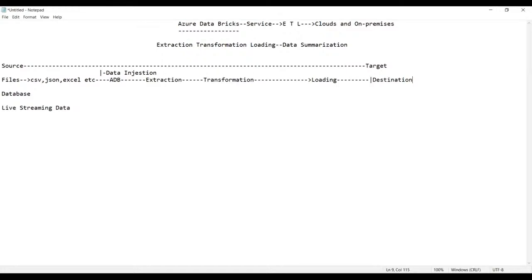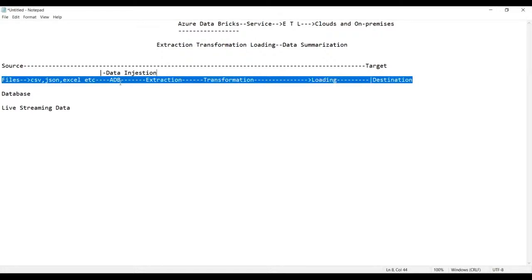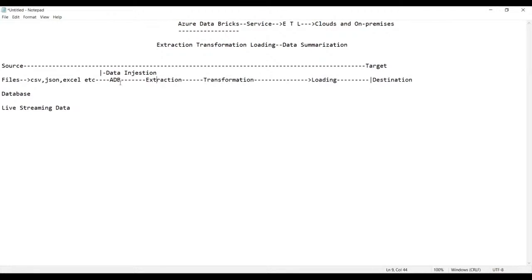Destination or target. Getting my point? So this is how we can make out using this. Or in the same process, even if you have data to be accessed from the database, what do we do? We use ADB, that is Azure Databricks, and we pull in the data.